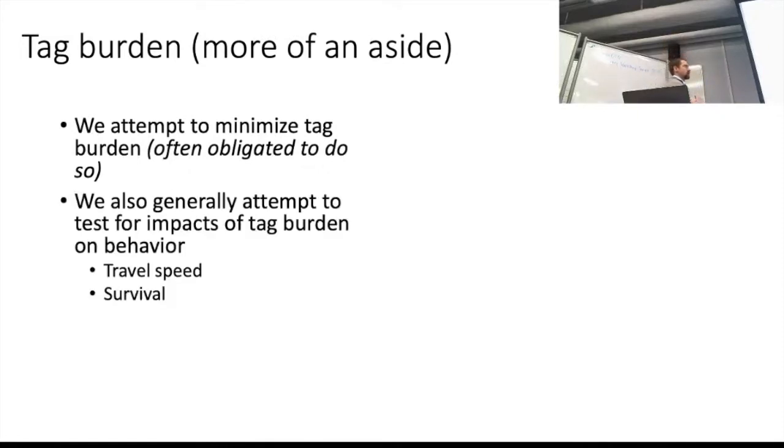We also try, in our studies, to test or assess the impacts of tag burden on behavior. This is after you get your data back. For each animal, you can calculate what its tag burden was. So now, among all the animals, you have variability in tag burden. Then you see, did movement rate vary between the animals with high tag burden and low tag burden? Or if you're doing a mark-recapture model and estimating survival, did those with a high tag burden have lower survival than those with a low tag burden?